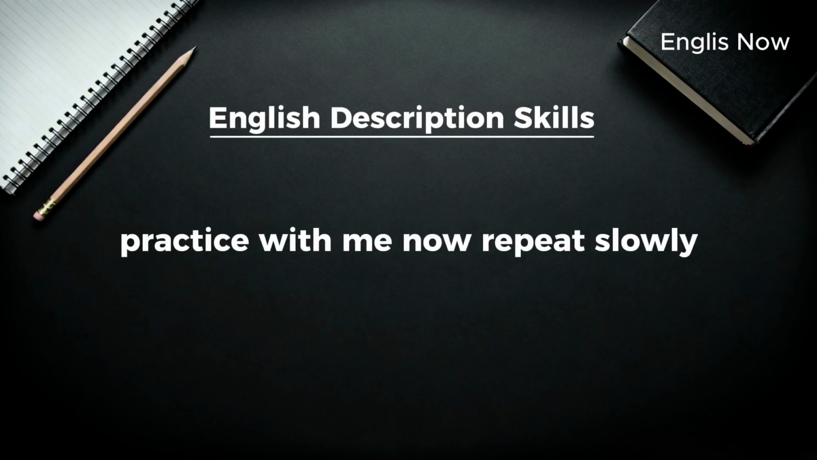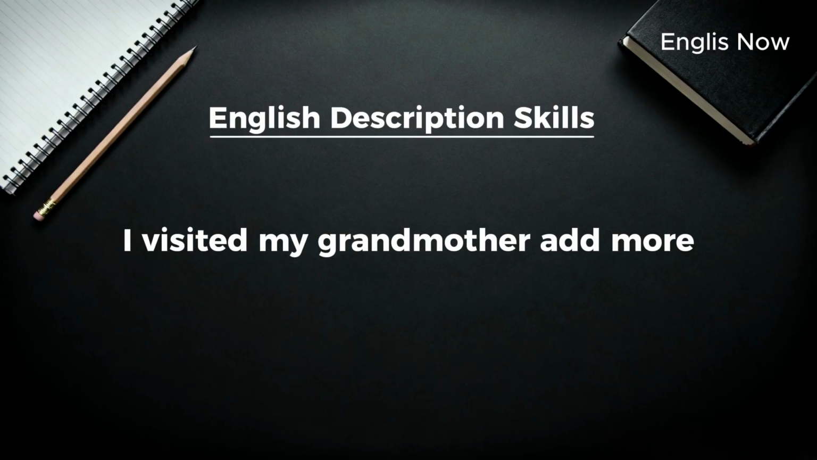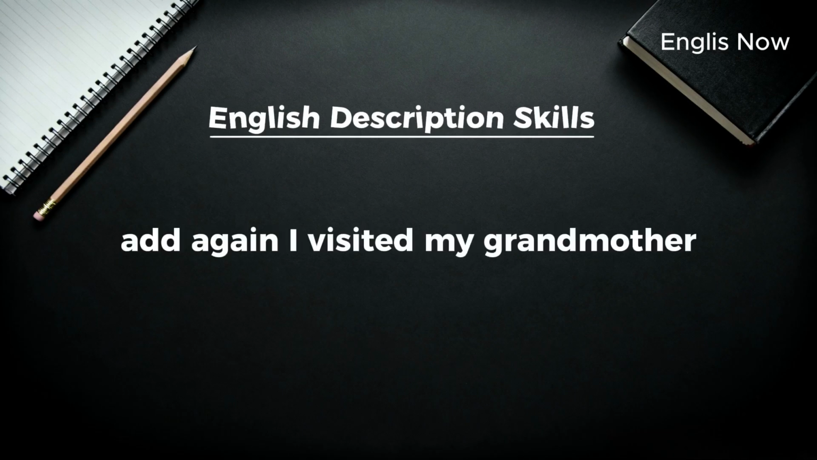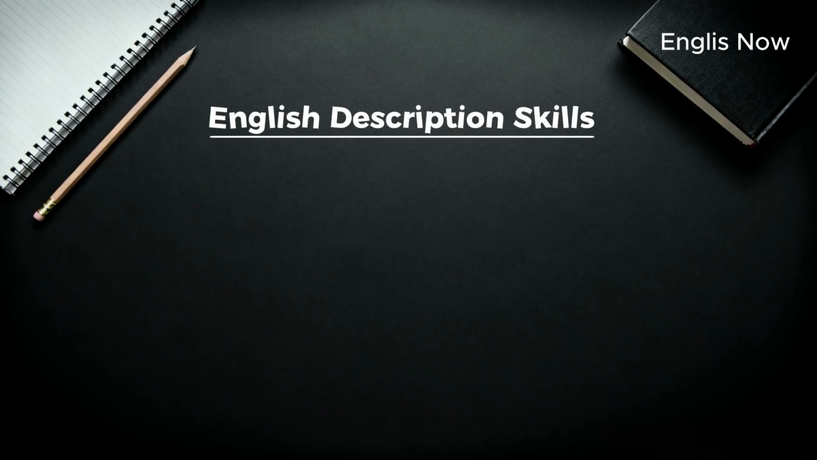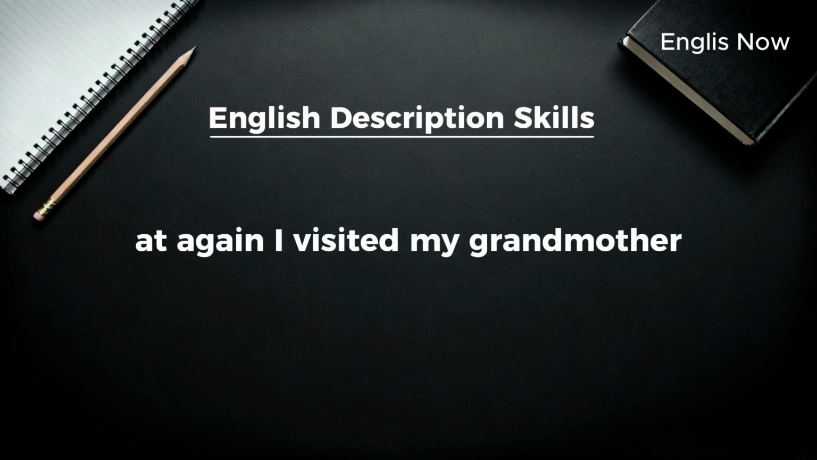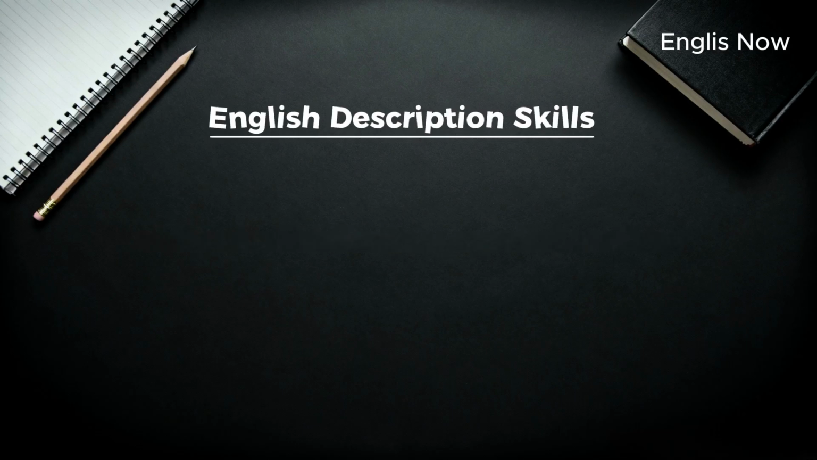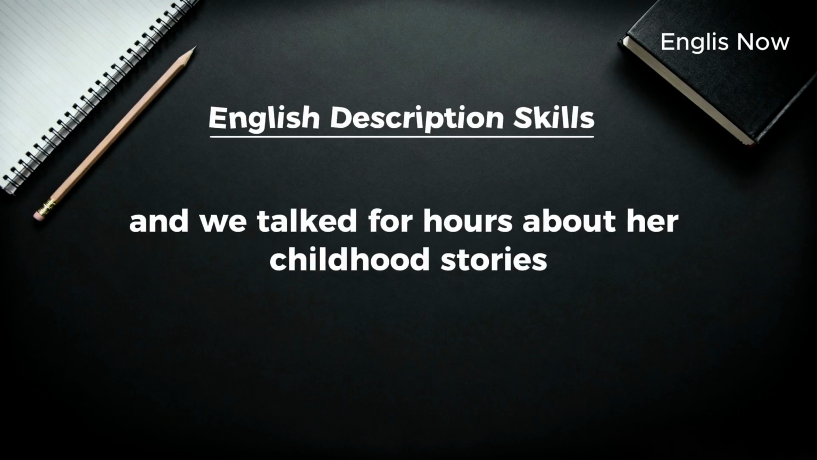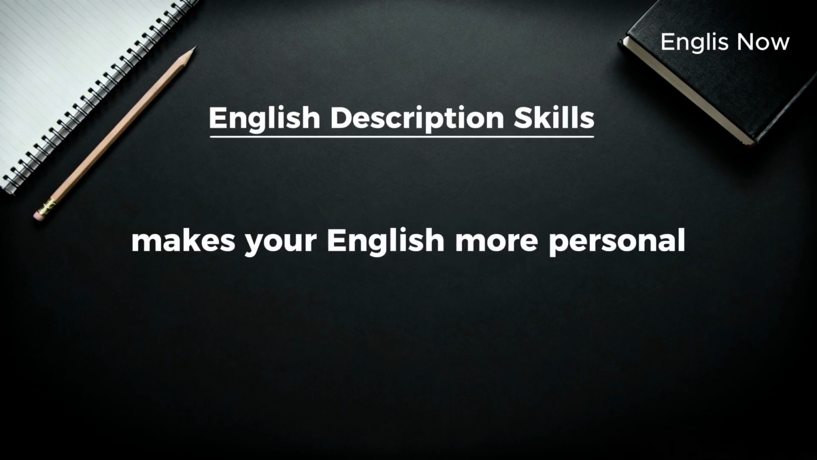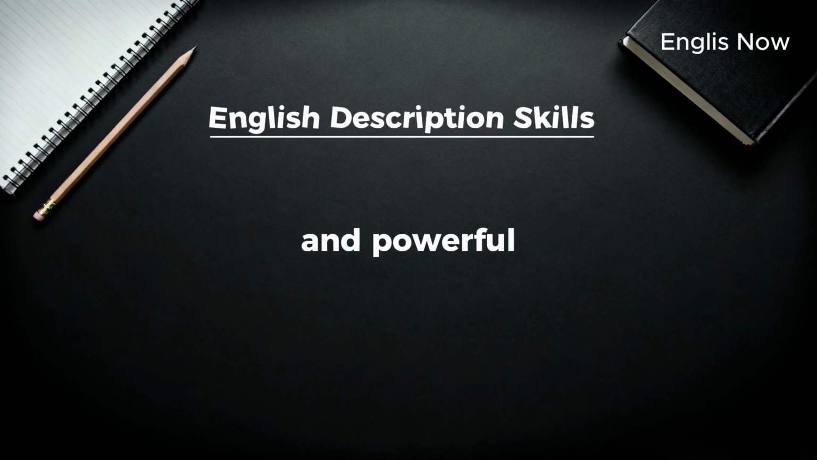Practice with me now. Repeat slowly. I visited my grandmother. Add more. I visited my grandmother, and she cooked my favorite meal. Add again. I visited my grandmother. She cooked my favorite meal, and I felt warm and happy at her house. Add again. I visited my grandmother. She cooked my favorite meal. I felt warm and happy at her house. And we talked for hours about her childhood stories. This kind of description makes your English more personal and powerful.